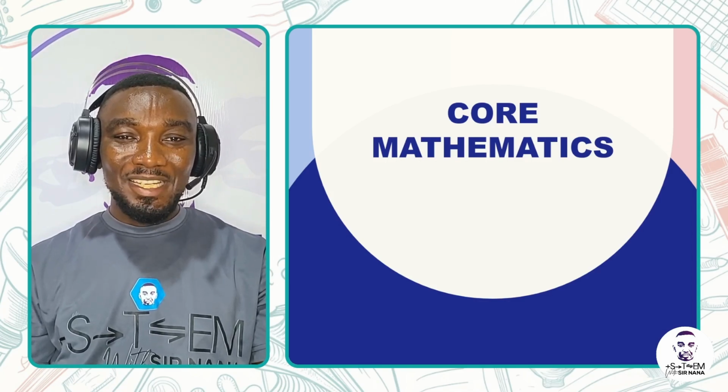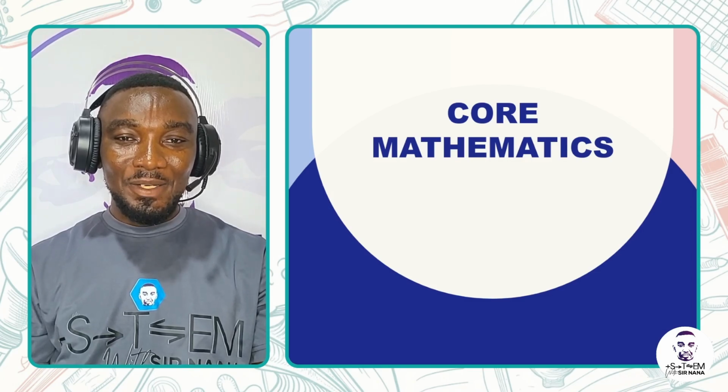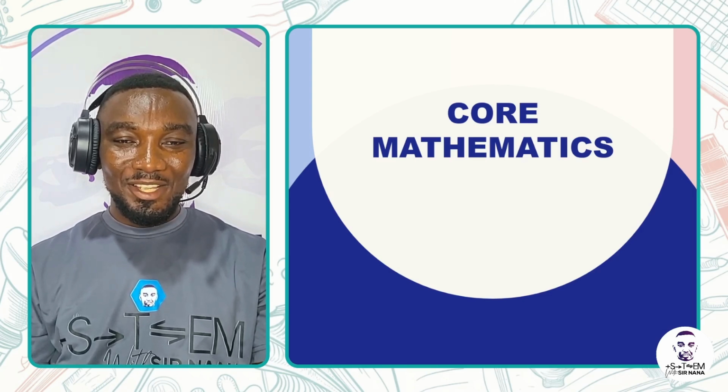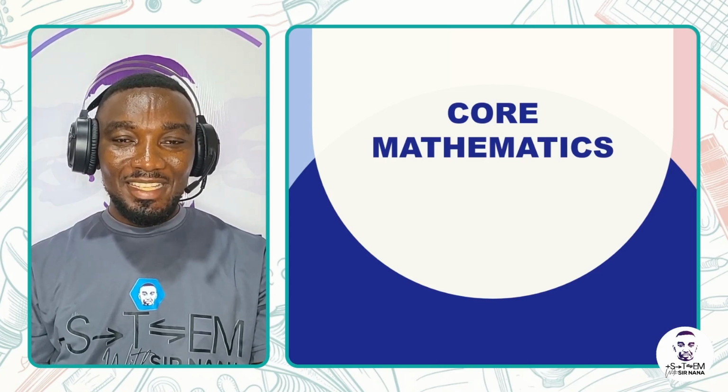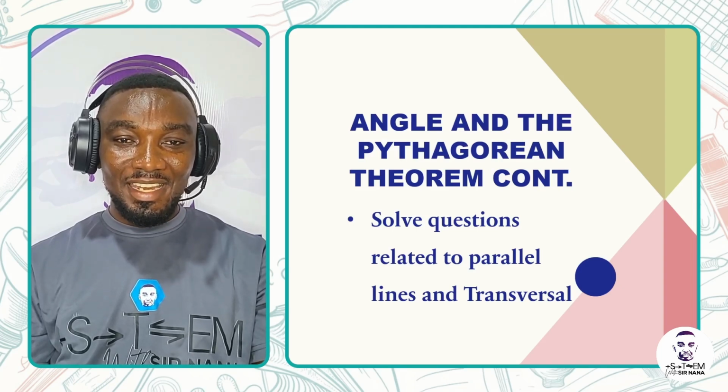In our previous lesson, we considered different types of angles based on parallel lines, perpendicular lines, and the transversal. We looked at angles like corresponding angles, alternate angles, vertically opposite angles, and co-interior angles. In this lesson, we want to solve some questions based on these parallel lines, transversal lines, and angles. So let's consider our first question.